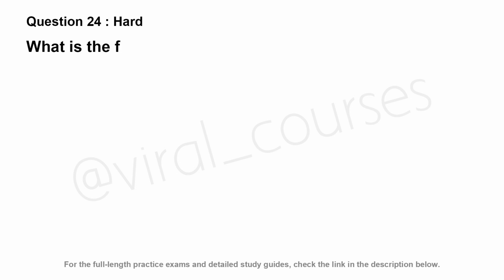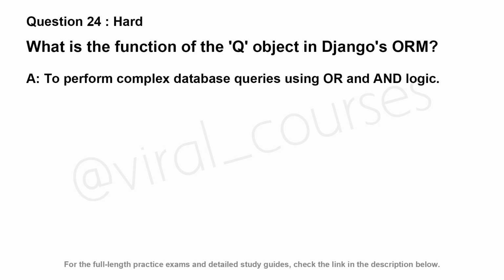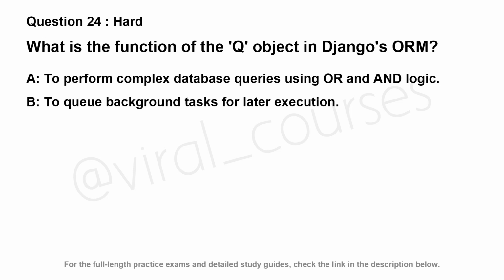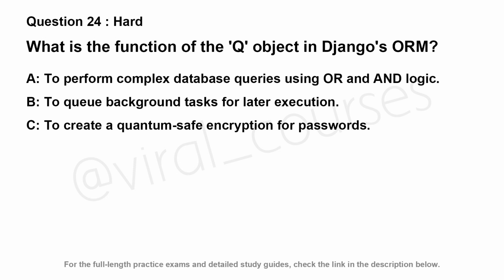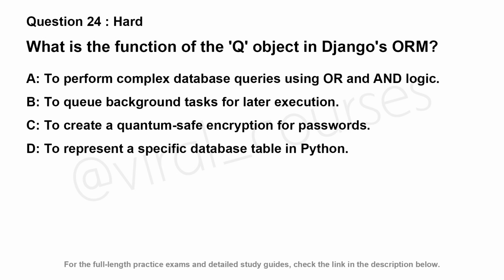What is the function of the Q object in Django's ORM? Option A. To perform complex database queries using OR and AND logic. Option B. To queue background tasks for later execution. Option C. To create a quantum-safe encryption for passwords. Option D. To represent a specific database table in Python.